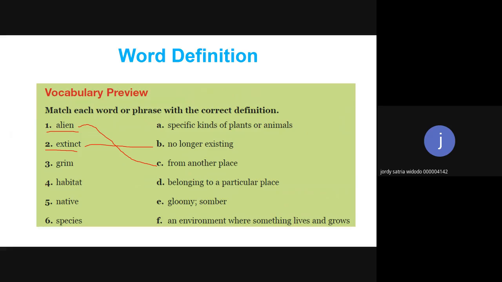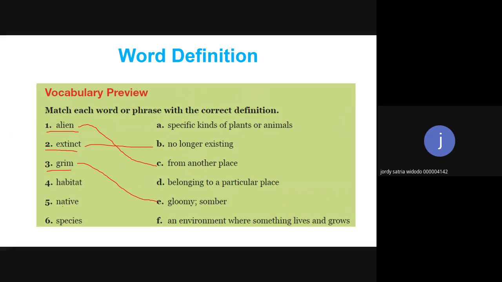And then let's see number 3, grim. What is grim? Grim means gloomy or somber. This is the future of those animals and plants, whether they are really grim, gloomy, or somber in the future, since they have got no hope of being alive on this planet Earth.